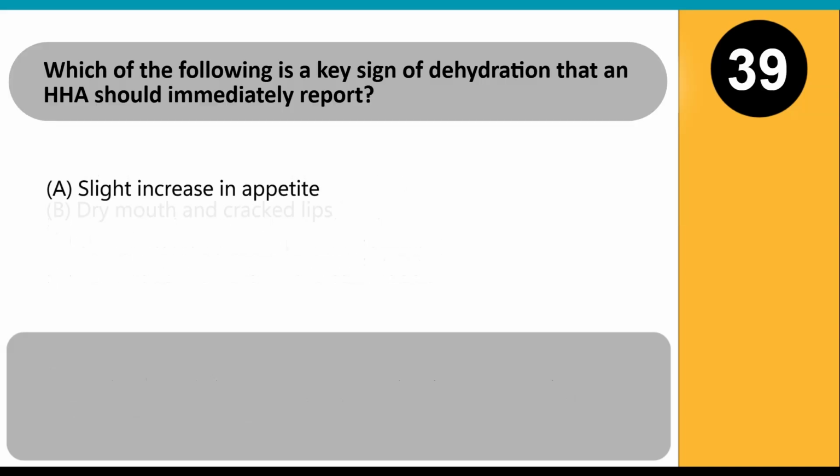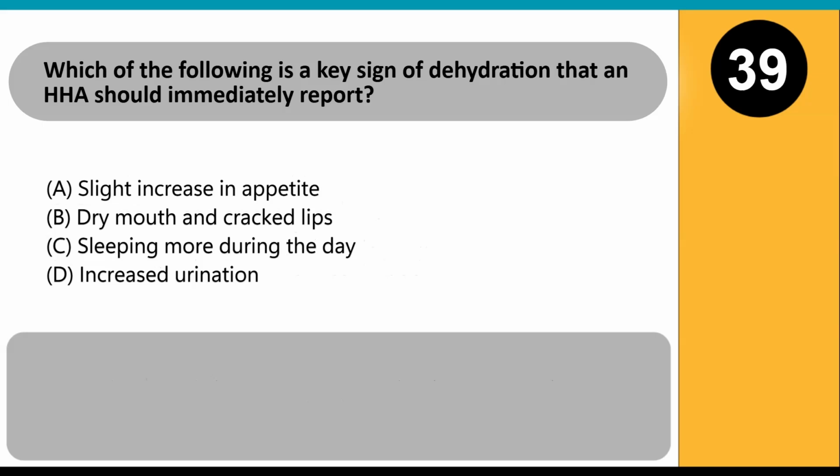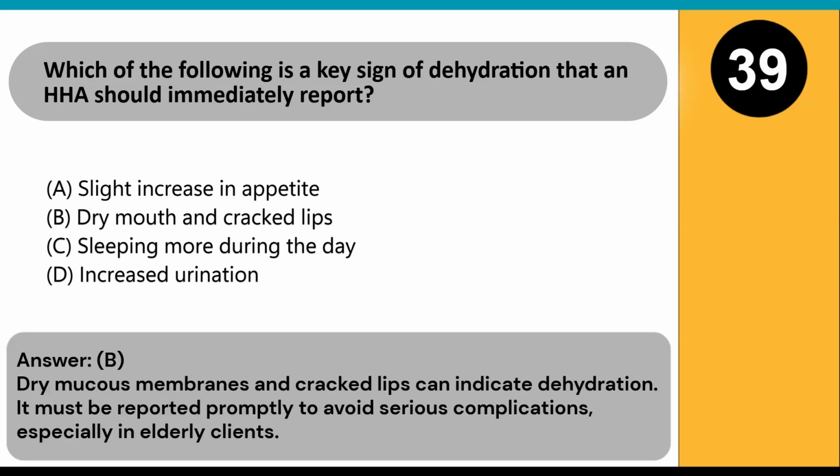Which of the following is a key sign of dehydration that an HHA should immediately report? A. Slight increase in appetite. B. Dry mouth and cracked lips. C. Sleeping more during the day. D. Increased urination. Answer B. Dry mucous membranes and cracked lips can indicate dehydration. It must be reported promptly to avoid serious complications, especially in elderly clients.